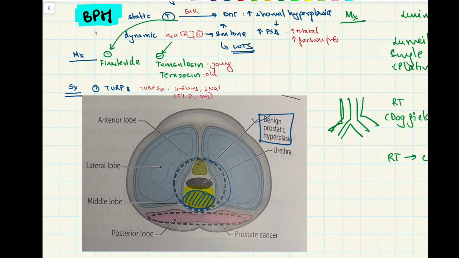This can be prevented by using isotonic glycine, right? Then other processes are HoLEP, these are laser processes, and ThuLEP. In ThuLEP, the most common laser used is Nd:YAG, but if you talk about the best laser, then that is the KTP laser, which is a green light laser that works at a wavelength of 532 nanometers.